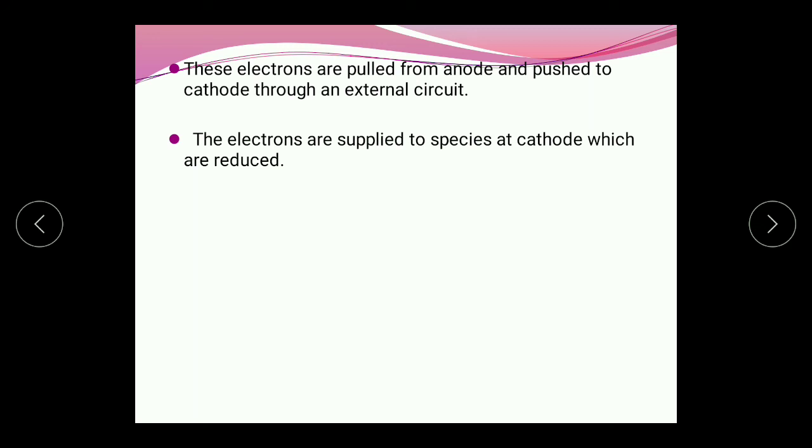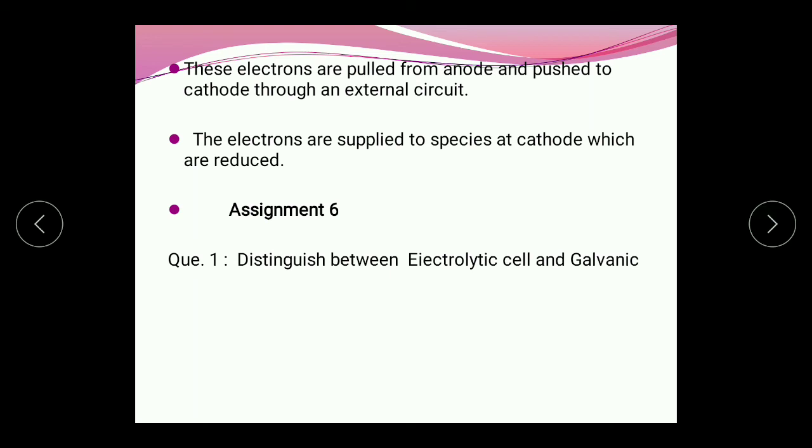Now, assignment. This time, you have to write the difference between electrolytic cell and galvanic or voltaic cell. The question will be: distinguish between electrolytic cell and galvanic cell. So by comparing both the cells, you have to write the differences. Prepare two columns in your notebook and write electrolytic cell on the left side and galvanic cell on the right side. We will just collect the points of difference.